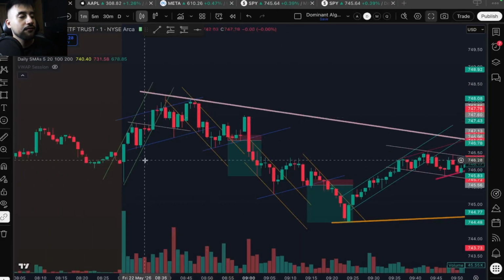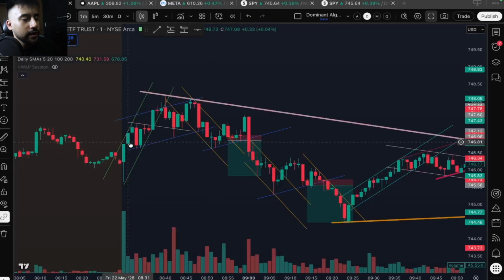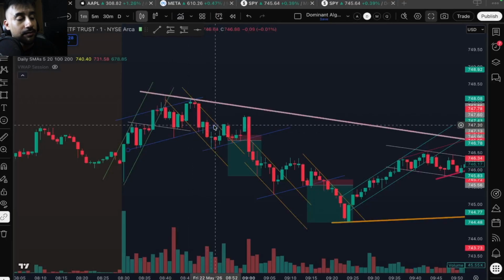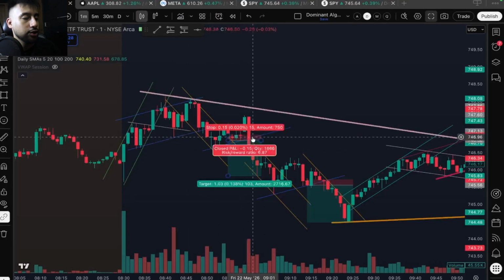We're only looking for shorts. What do we look for? I usually just let the first structure go by. If you trust your early candles enough within the first 15 minutes, then you can take the trade.